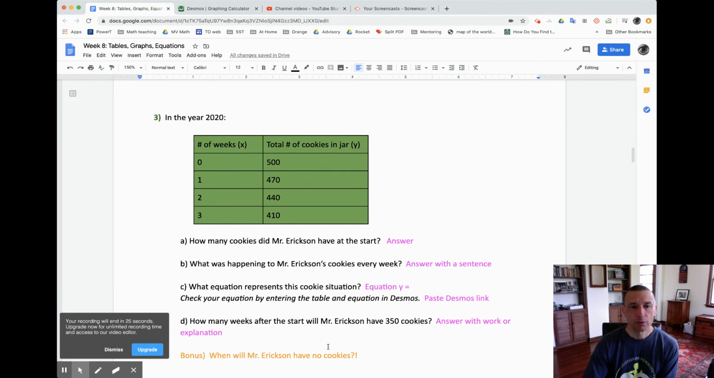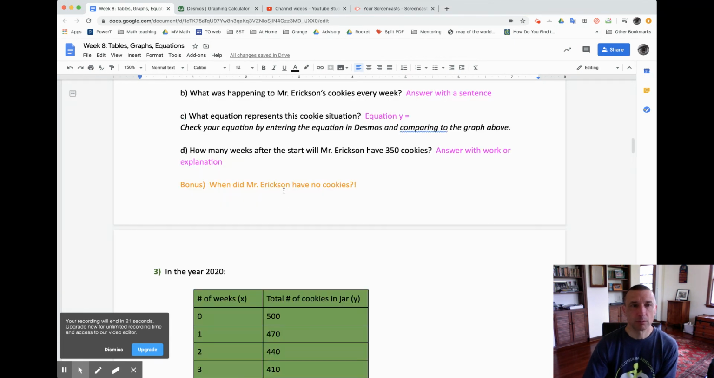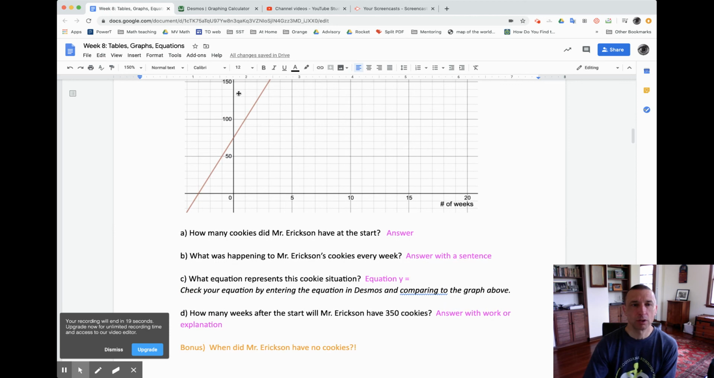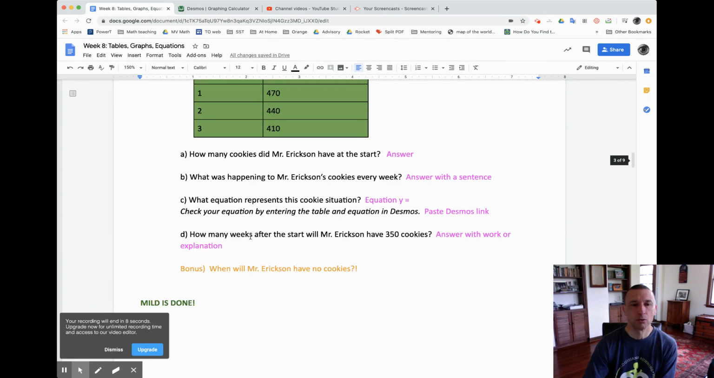Finally, for the bonus, when will I have no cookies? Well, that always happens. This last problem too. I will have no cookies when this y-axis comes down to 0. Here I'm at 50 cookies. Here I'm at 100 cookies. Here I'm at 0 cookies. Good luck answering those 2 bonus questions.